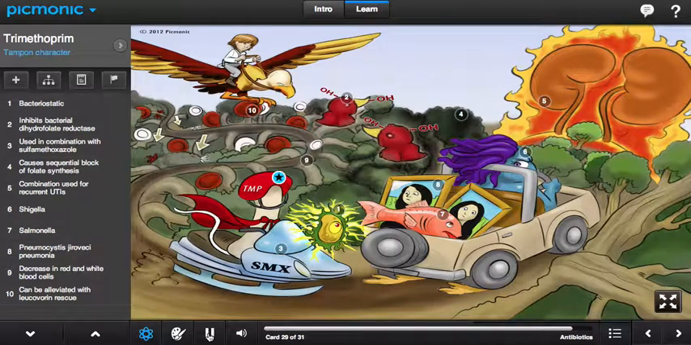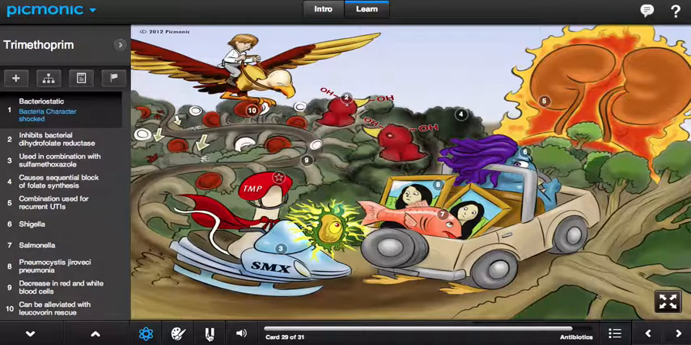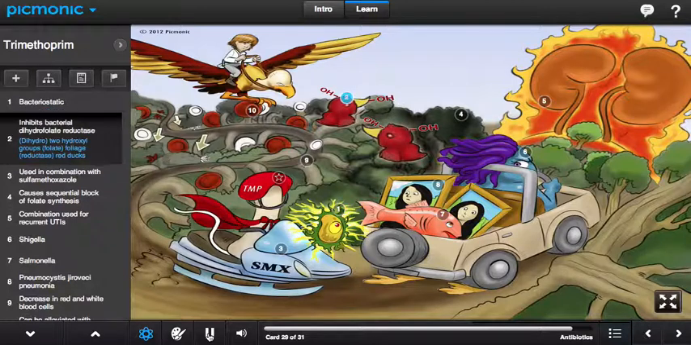Trimethoprim. Trimethoprim, commonly abbreviated as TMP, is portrayed in this Picmonic by the tampon character labeled TMP. TMP is a bacteriostatic antibiotic, depicted by the bacteria character with staticky hair. TMP inhibits bacterial dihydrofolate reductase, the red ducts that have two hydroxyl groups.